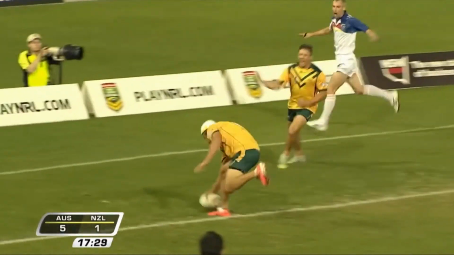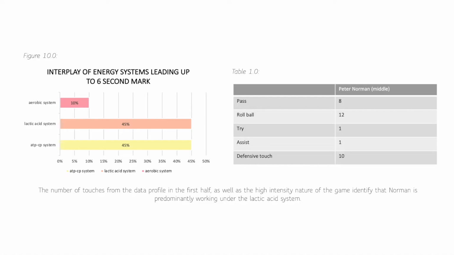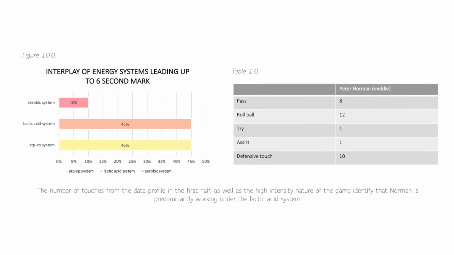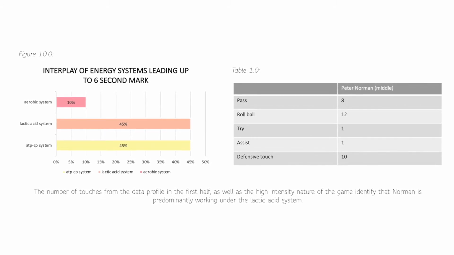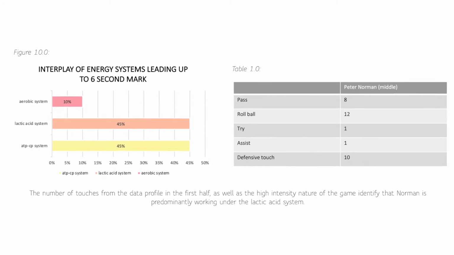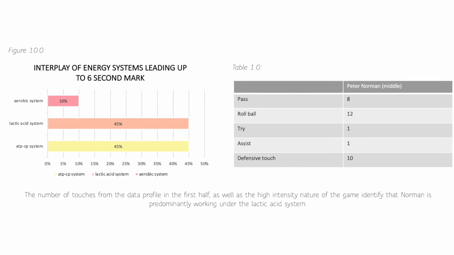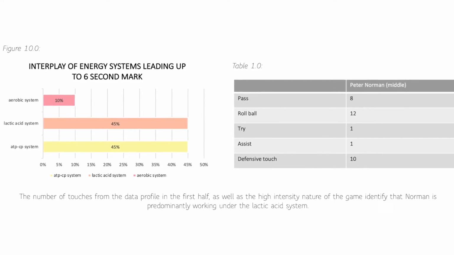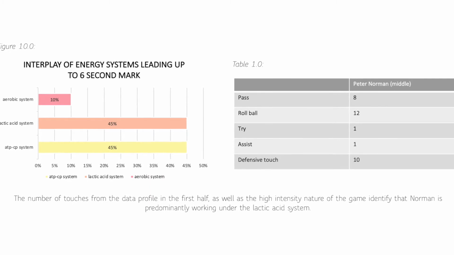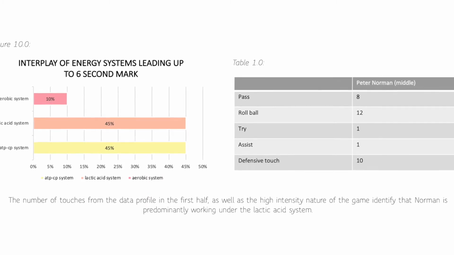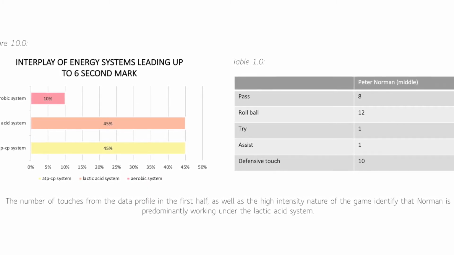Leading up to the approximate 6-second mark of the phase, as the ball has been driven up the field, phosphocreatine stores have been depleted with insufficient recovery time to replenish. To resynthesize and rebuild the ATP molecules, lactic acid and ATP-CP system work in conjunction with approximately 45% contribution each. The aerobic system still performs in the background at an approximate 10%.